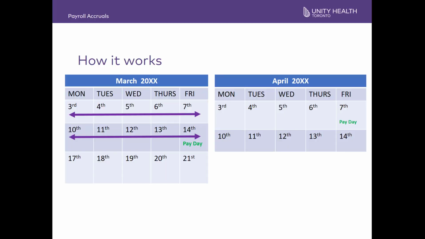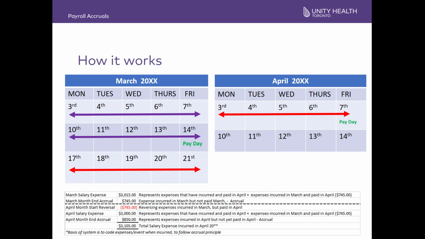In this example for the month of March 20XX, the first 2 weeks of worked hours fall on the same pay period and will be paid to staff on March 14th. There is no accrual. The final week of March, however, will be paid on April 7th, represented by the red line. The last work week of the employee incurred in March is recorded in March to capture the true work expense for March, even though a cash payment is not paid out. This is a payroll accrual.